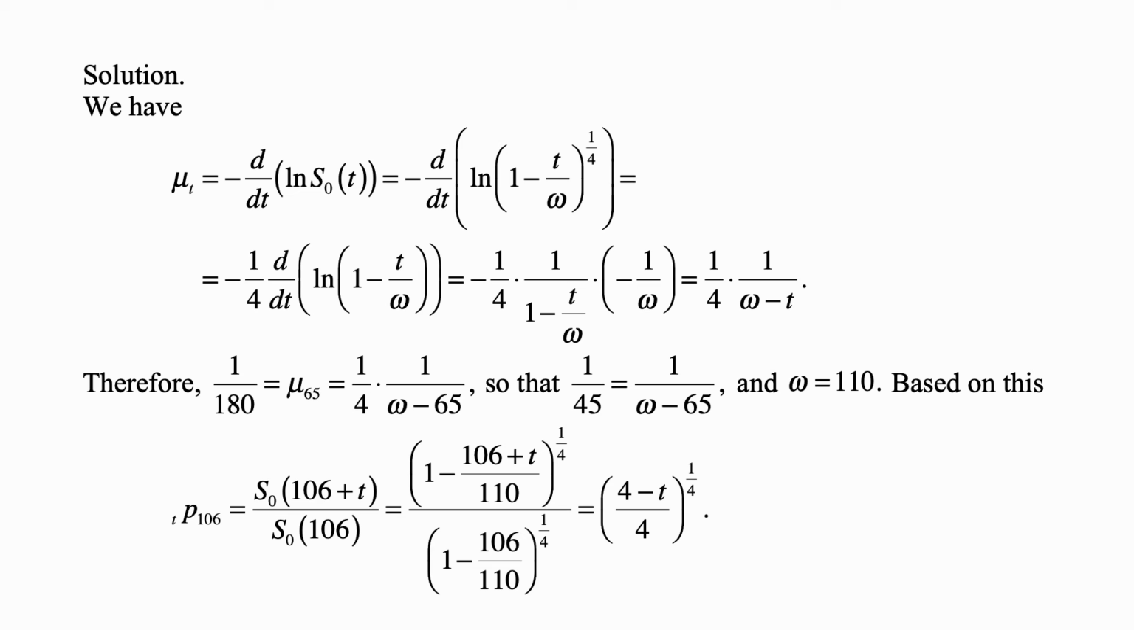Based on this, the survival function, probability of surviving t years from age 106, that's the survival function for a newborn applied to the age 106 plus t, divided by the survival function for a newborn applied to age 106. Well, that's equal to (1 minus (106 plus t) over 110) to the 1/4 over (1 minus 106 over 110) to the 1/4, because we know what the form of the survival function is, and that's equal to ((4 minus t) over 4) to the 1/4.